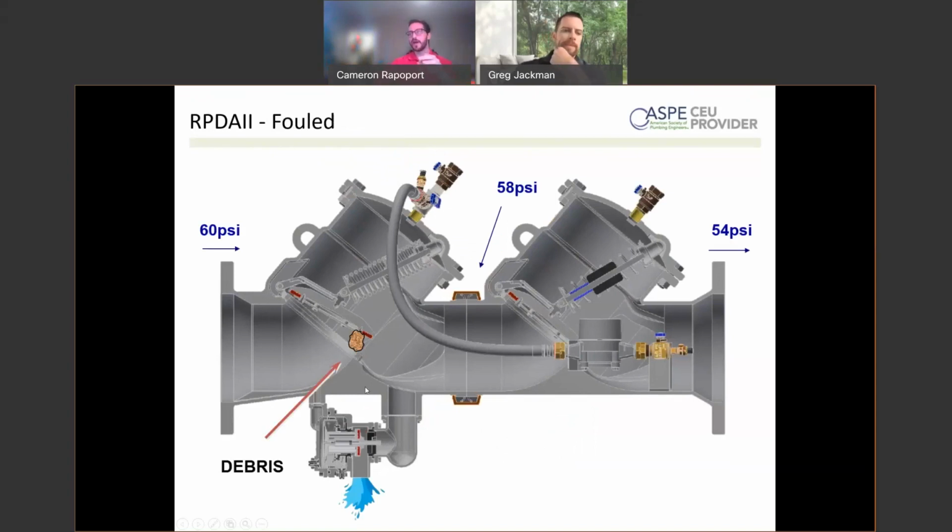If you think about it as you go from the first check, you go into that reduced pressure zone with the relief valve, then you go through that second check, that single check in the bypass, then it comes in after the main second check in the check valve. So that relief valve is protecting both the bypass and the main assembly.